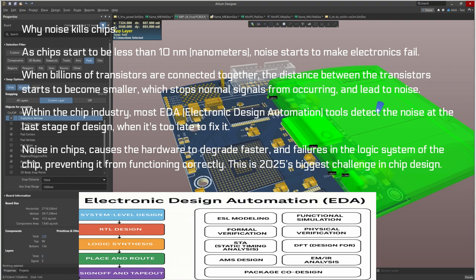Noise in chips. Now here I will discuss why it's a problem. First of all, it causes the hardware in the chips to degrade at a faster rate than it would without the noise. Besides that, it also causes failure in the logic system of the chip. This prevents the chip from functioning properly. This is known as 2025's biggest challenge within the chip industry. That is noise. Noise is a big problem in chip design.